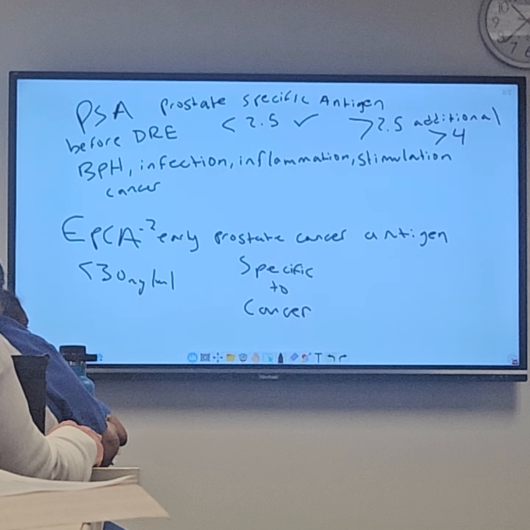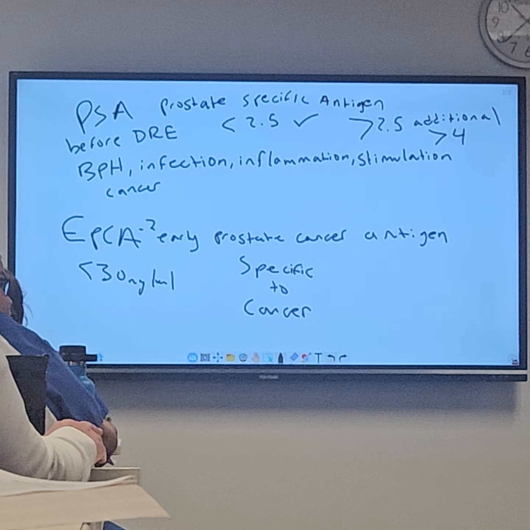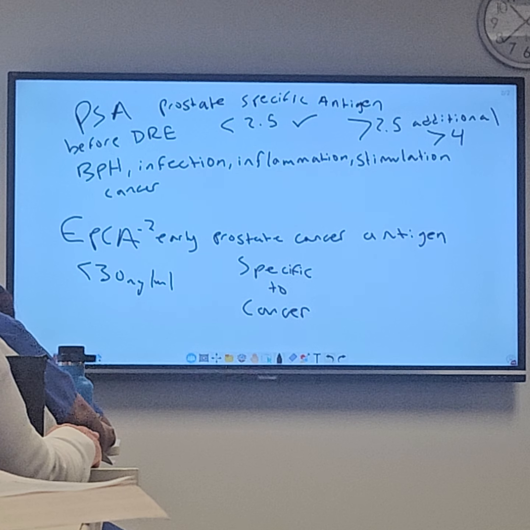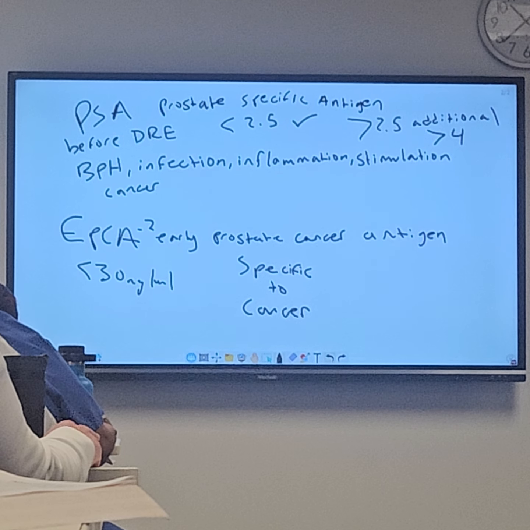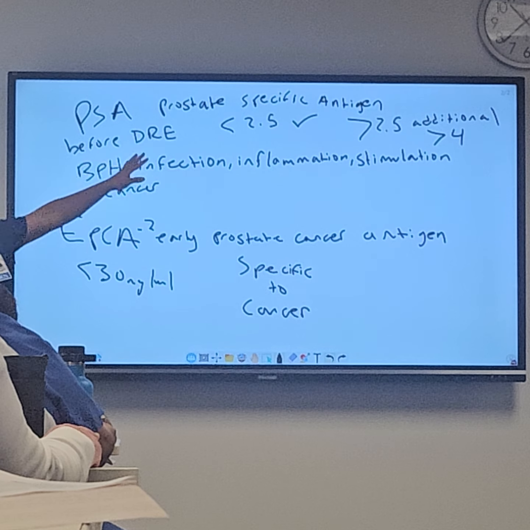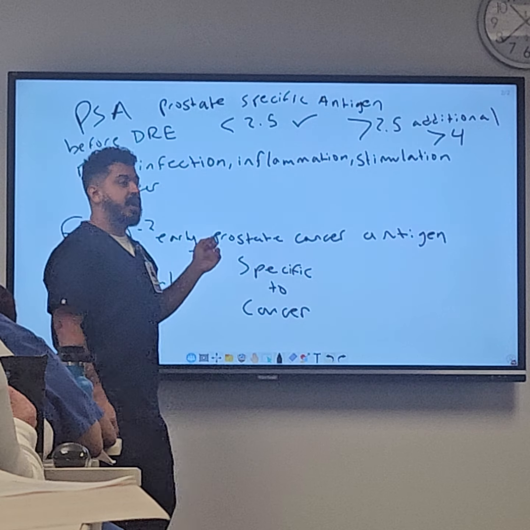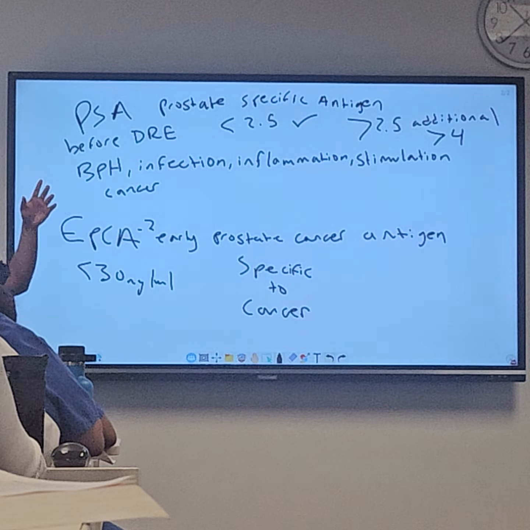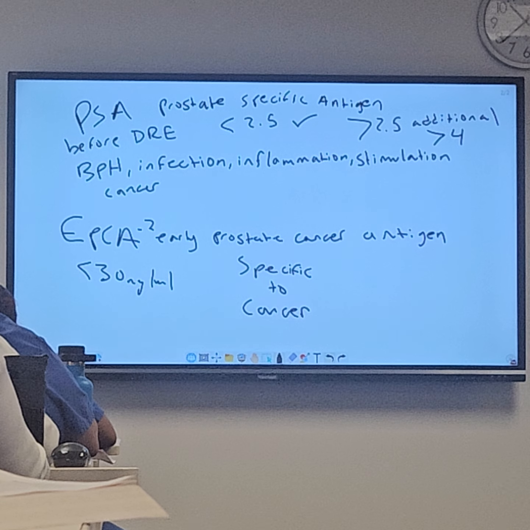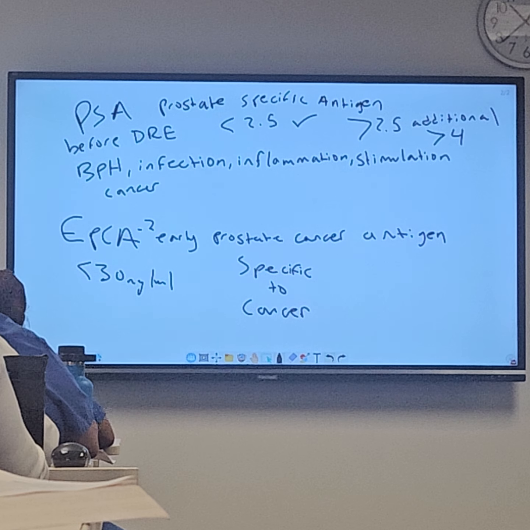I thought for the PSA, the levels increase by age. It will. That's why, again, less than 2.5 is usually okay for those under 40. As they become over 40, the level will rise, but you won't be concerned until after 4.